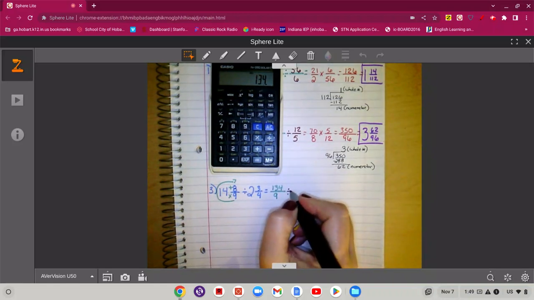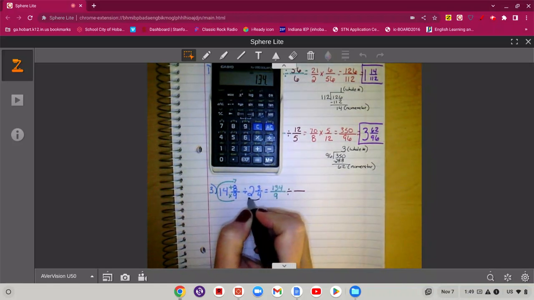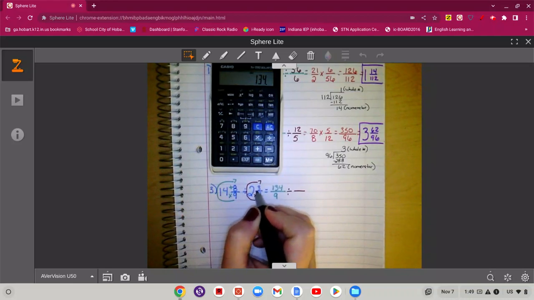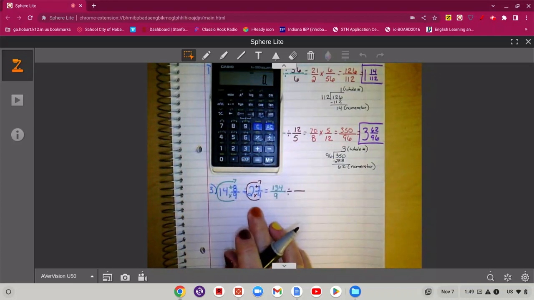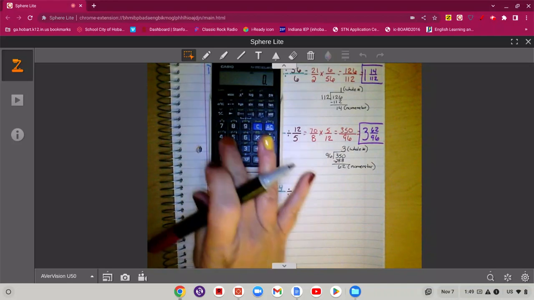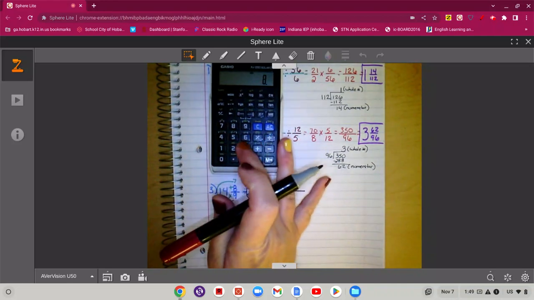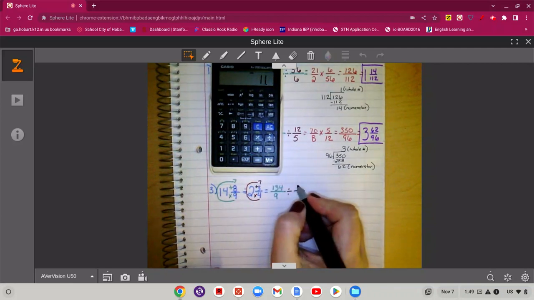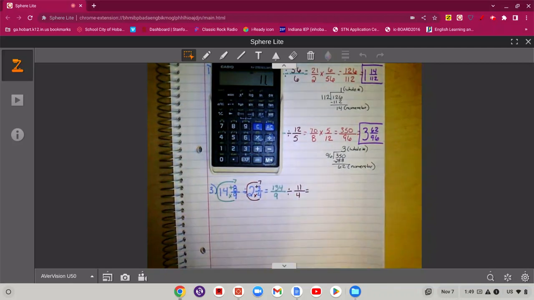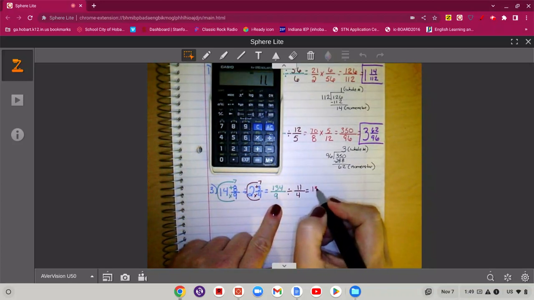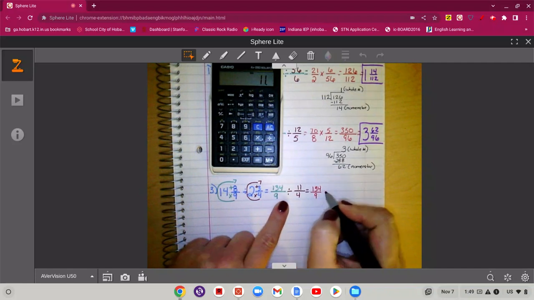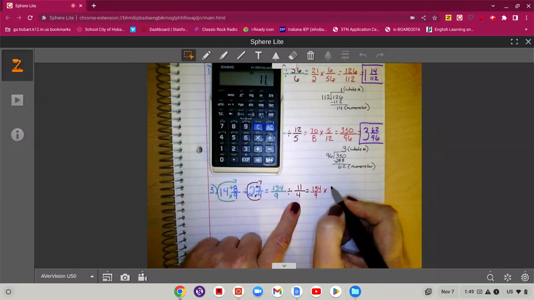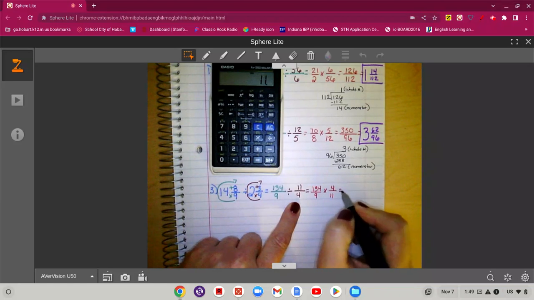Still division. Then, starting with my denominator, I need to multiply and add. So I'm going to take 4 times 2 plus 3. 4 times 2 plus 3 gives us 11. Denominator stays the same. So now all of our mixed numbers are improper fractions. And we need to keep, switch, flip. So keep your first fraction. Switch the sign. Flip the second fraction.